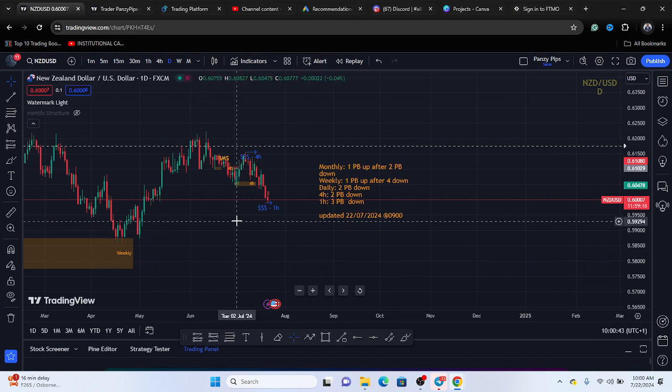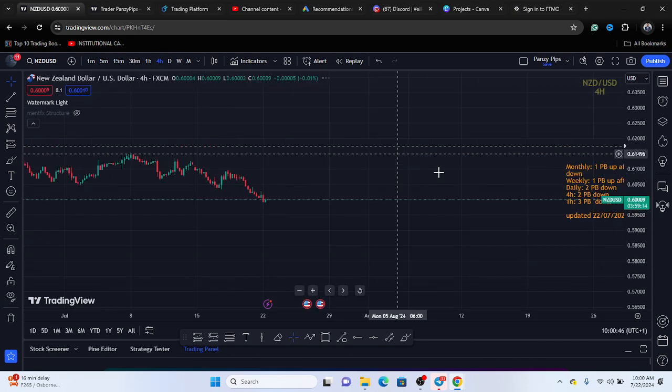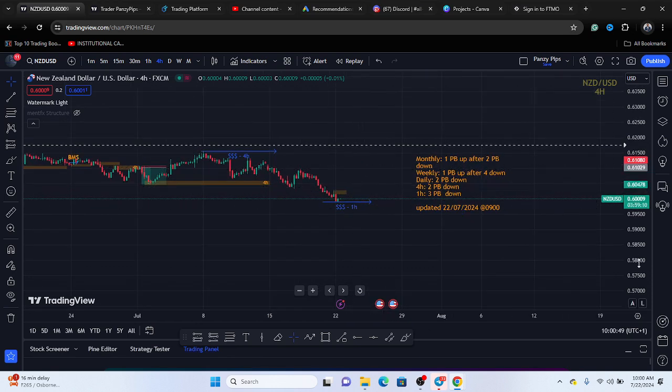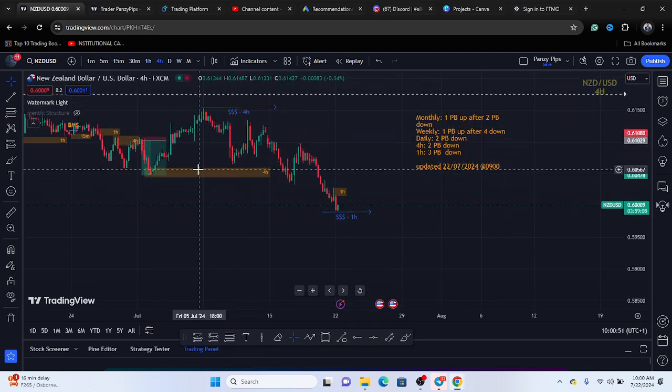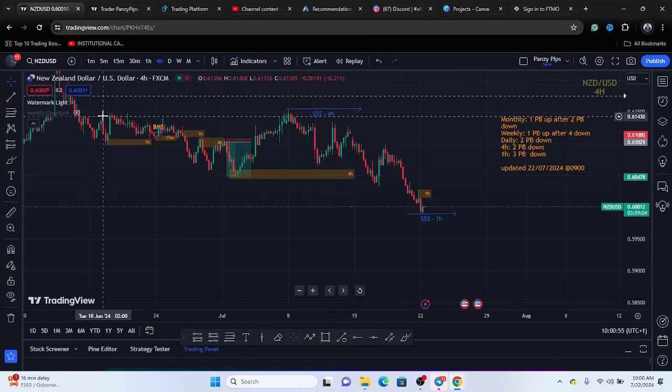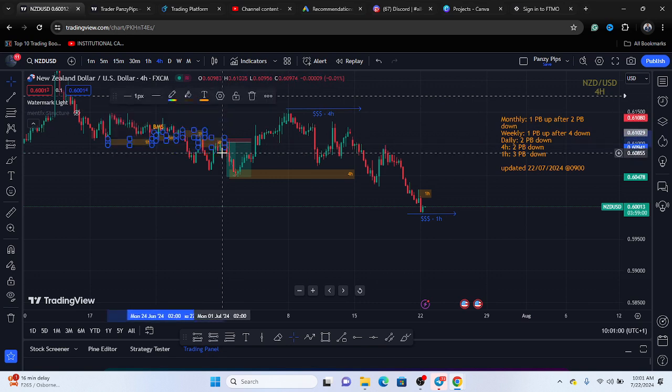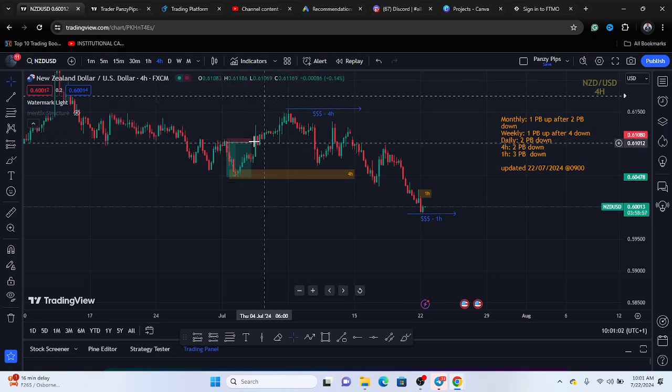Alright, so now let's look at the 4 hour. You can see it was previously bullish. Clean up all of this. Just give me a sec, please. Alright, so turn this off too. Don't need it anymore. Okay.